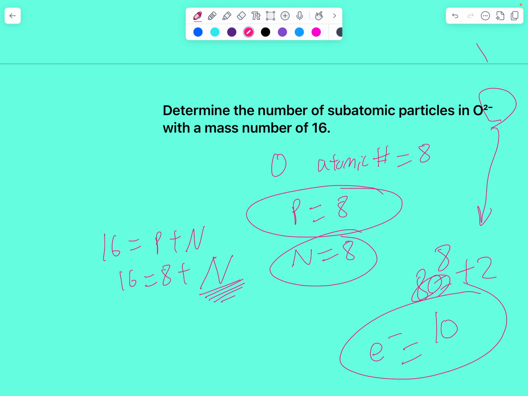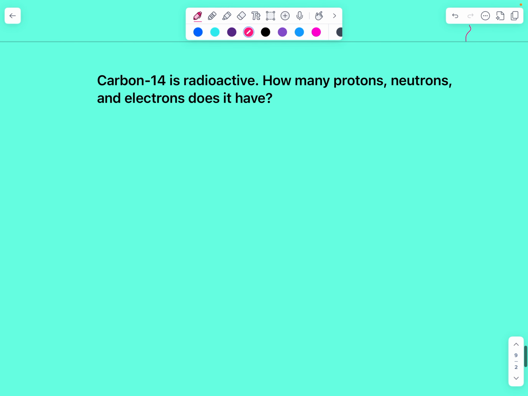So let's talk a little bit about isotopes. Isotopes are atoms of the same element with different numbers of neutrons. Same protons, same electrons if neutral, different mass number. Okay, let's check this one out. Carbon-14 is radioactive. How many protons, neutrons, and electrons does it have? So carbon, right? I look at my periodic table. The atomic number is 6, which means protons is 6. I'm given a mass number of 14.